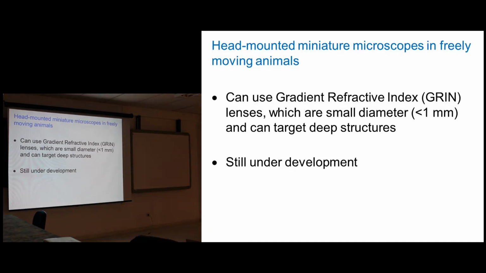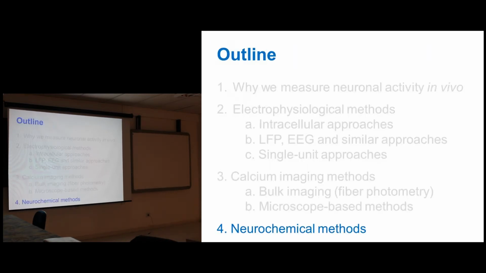You have to use this kind of lens, a gradient refractive index lens, which is essentially a small diameter lens that has a series of prisms in it that essentially allow the light to be focused in the right plane. So this is really under development, but I think over the next, say, 5 to 10 years, this is going to become more and more common where you can see this kind of imaging of individual neurons in deep structures in freely moving animals as opposed to head fixed with a giant microscope stuck down into the ground. Okay? All right, so those are calcium imaging methods.